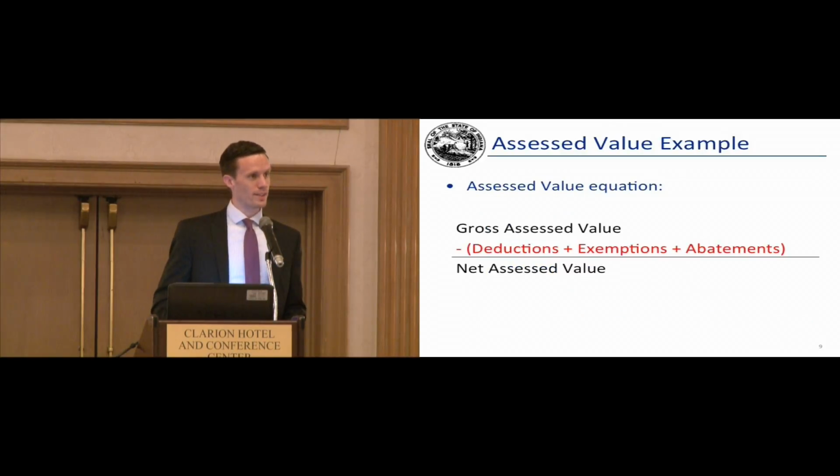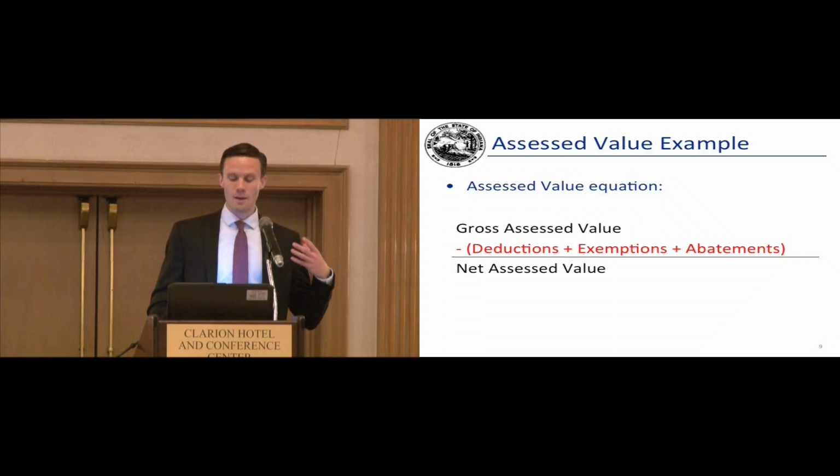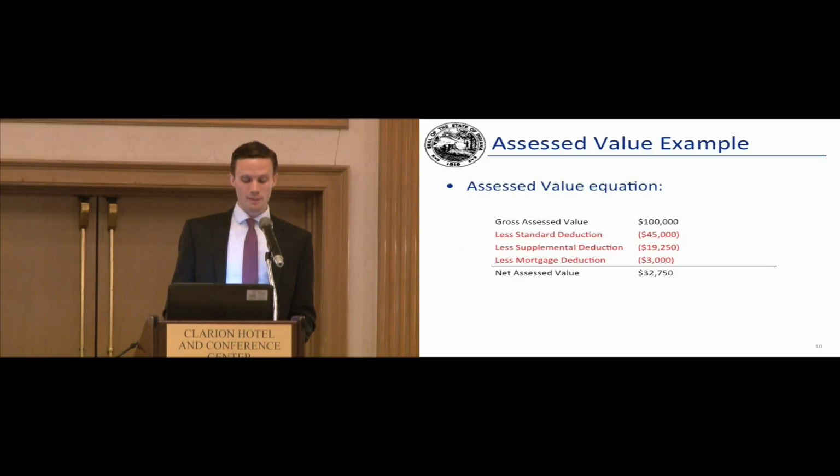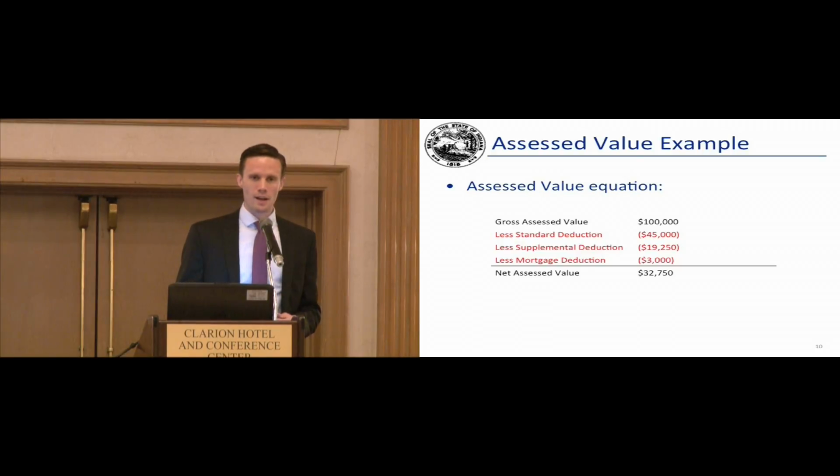So going back to our assessed value equation again, for the Smith family, we can start with what the gross assessed value is of their home. We can subtract away any deductions, exemptions, abatements that they would be eligible for or that would apply to their property, and we'll arrive at their net assessed value. So for this family, we've got the $100,000 in gross AV, we've got their standard deduction, their supplemental, their mortgage deduction, and for this particular family, they arrive at a net assessed value of $32,750.